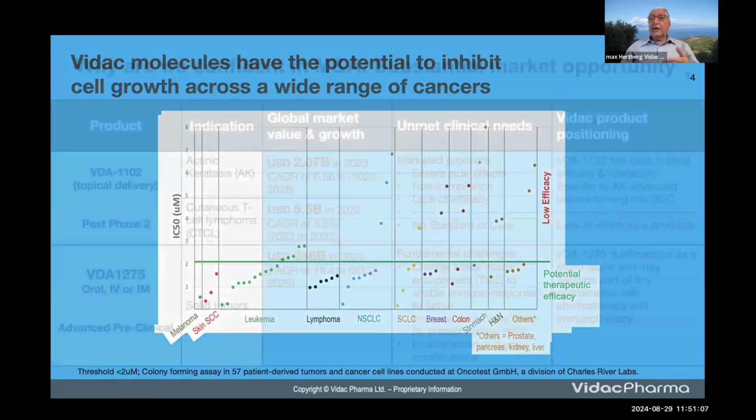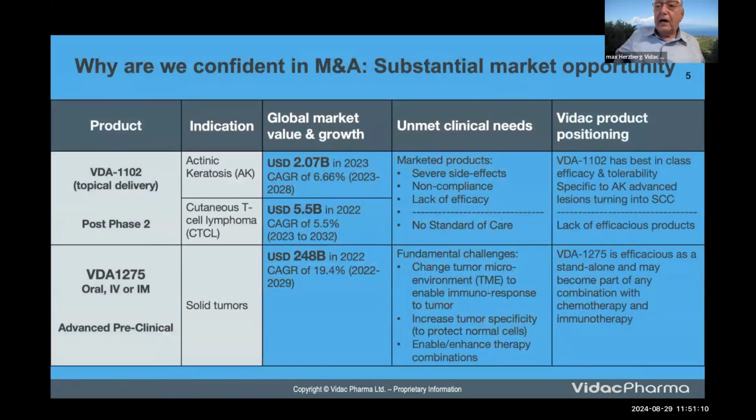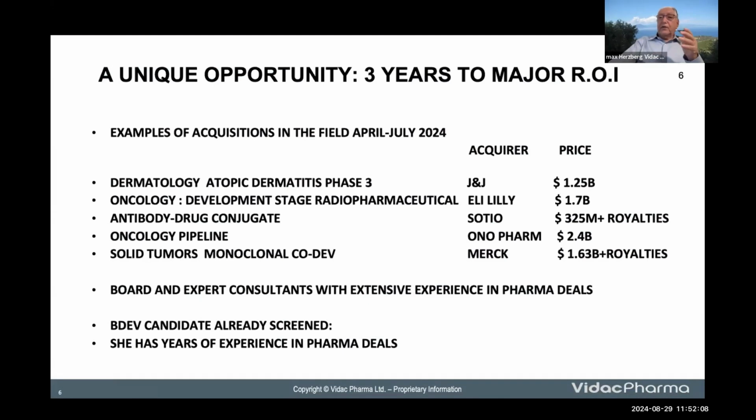And we are in clinical stage. We are already after a phase 2, and look at the market that we are looking at. In oncodermatology, we have about a $7 billion market already. And if we go for our new product, which is going for solid tumors, it's huge. It's hundreds of billions of dollars. So this is where we are. Just to give you an idea of the acquisitions which took place in the last 3 to 4 months, they are all in the $1 billion area.